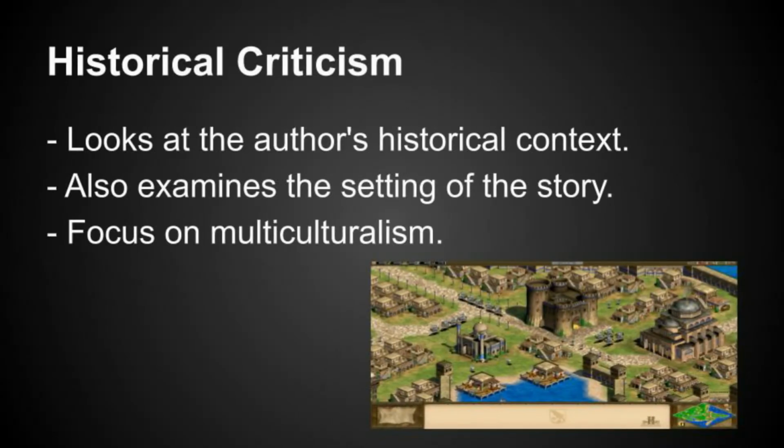Next up, historical criticism. While this criticism looks at what is old, it is very much a newer type of criticism and very popular still to this day. There's a couple different ways you can do it. You can look at the author's historical context, but you could also examine the historical context of the story. Let me give you two examples of this.